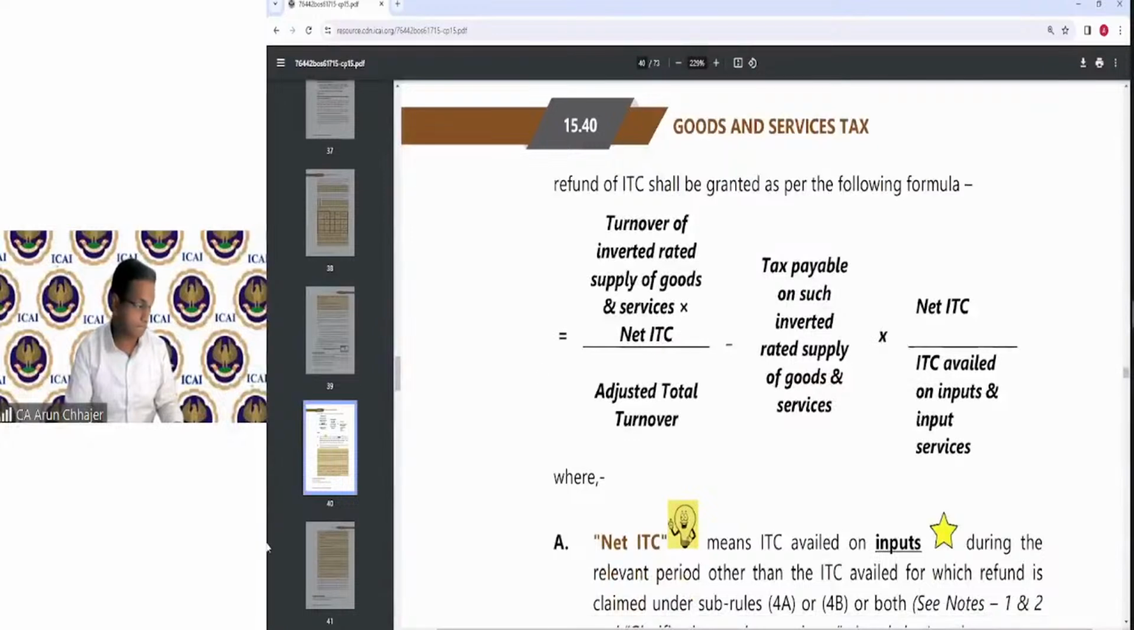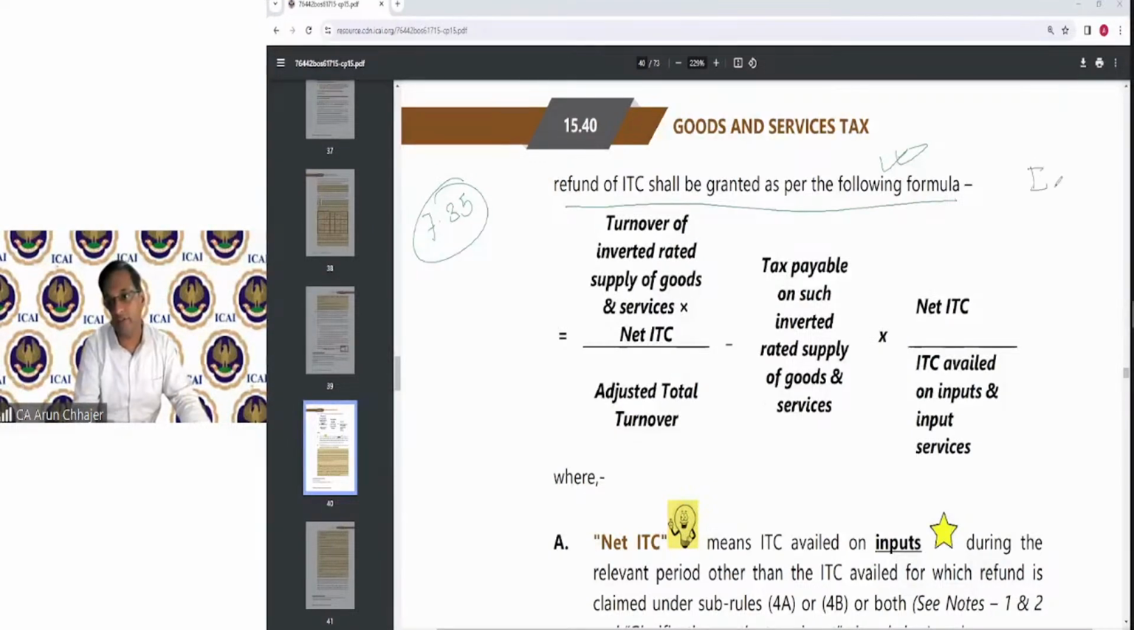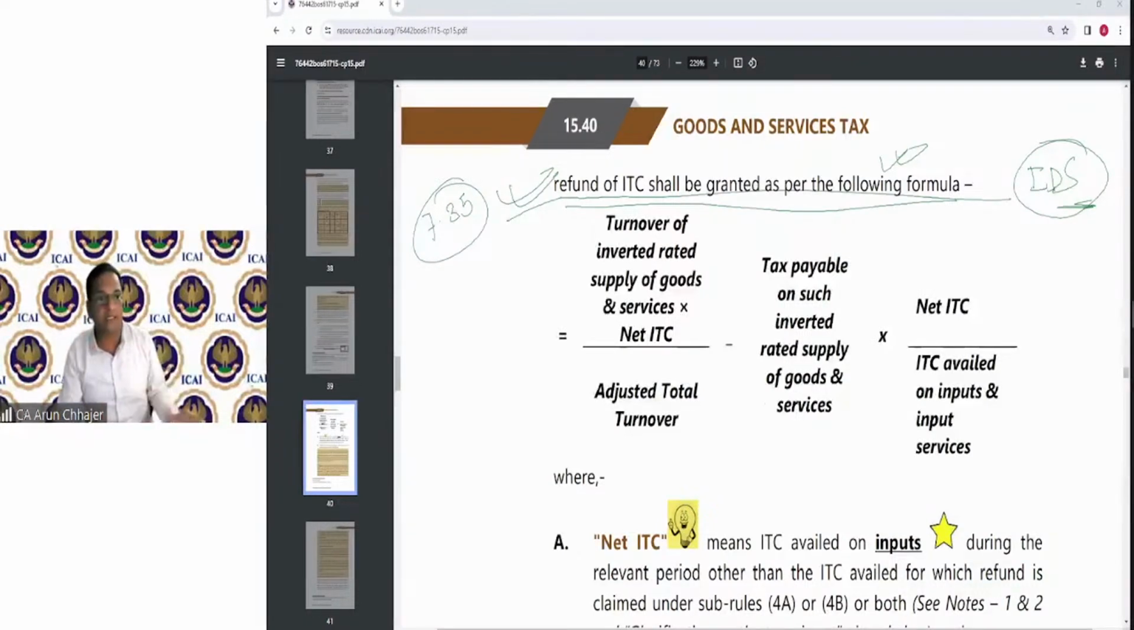So let's take a break of 15 मिनट, 7:35 तक ब्रेक ले लीजिए. We will resume at 7:35 and we will start the refund formula, refund of ITC in case of the inverted duty structure. We will start from here. Refund of ITC as per the inverted duty structures. ठीक है. So अशोक जी ब्रेक स्टार्ट कर दीजिए 15 मिनट का.